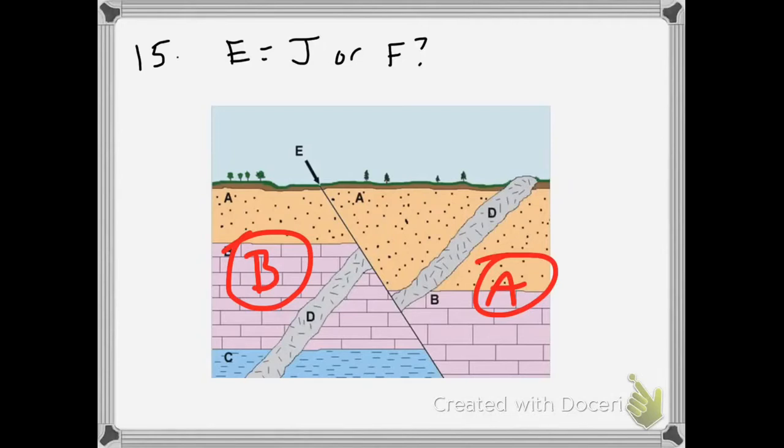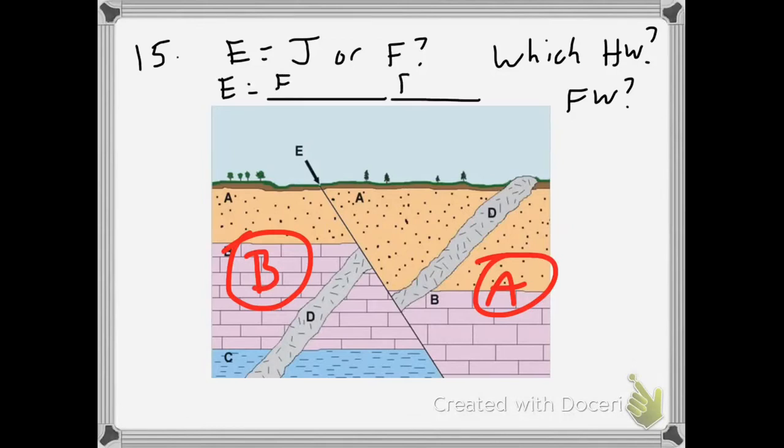Now I've labeled the 2 blocks A and B. So which block is the hanging wall? That's letter A. And which one is the footwall? That is letter B. So E is not just a line drawn on a piece of paper. If this were a real-life situation, it would actually be known as the FP, or the fault plane.